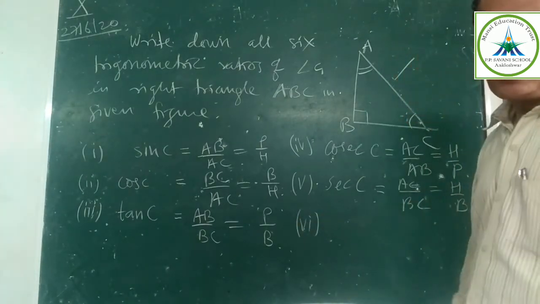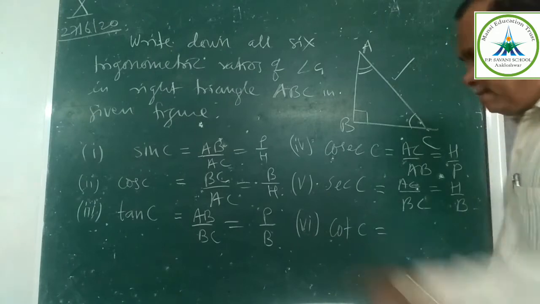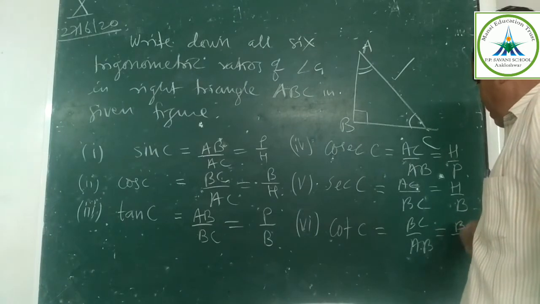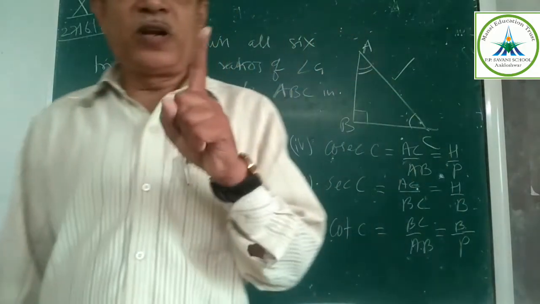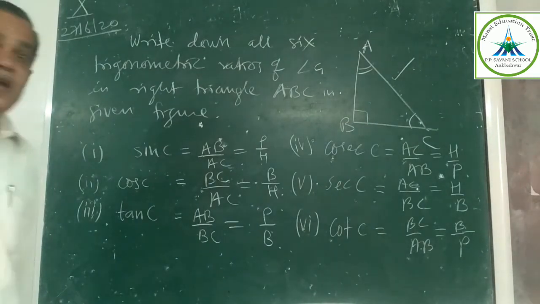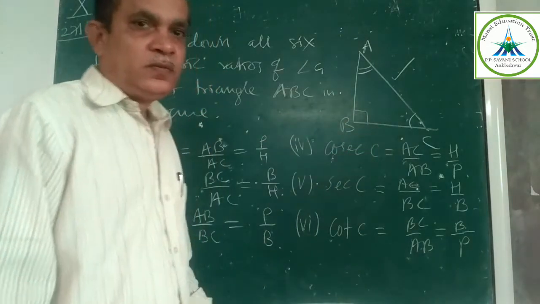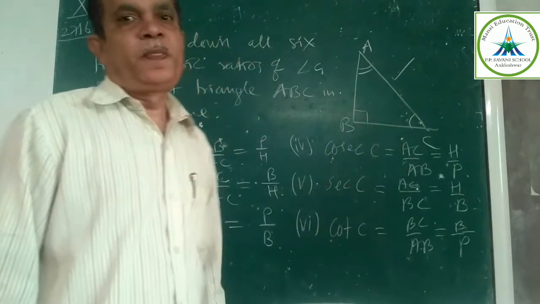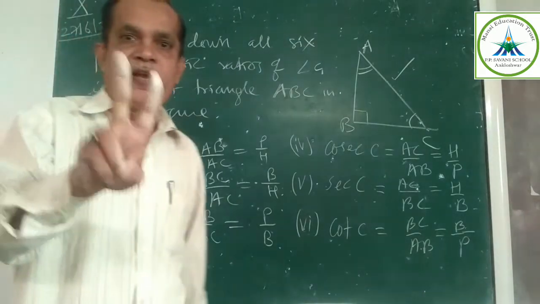What is the reciprocal of tan? Cot. BC upon AB. That is B upon P, base upon perpendicular. Okay. Now I am sure everyone is able to write trigonometric ratios of all angles in a given right angle triangle. If we know the measures of these sides, we can find the measures of all trigonometric ratios. That means practice basic, and it is coming for 2 marks in the board exam.